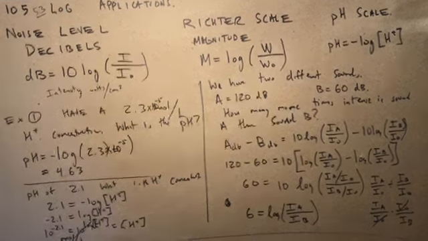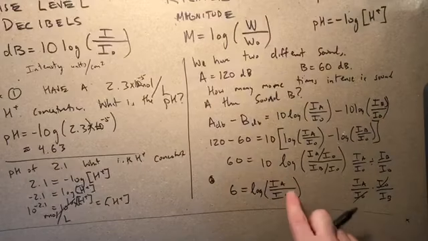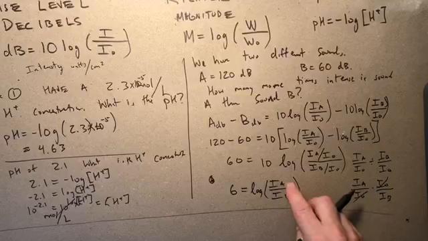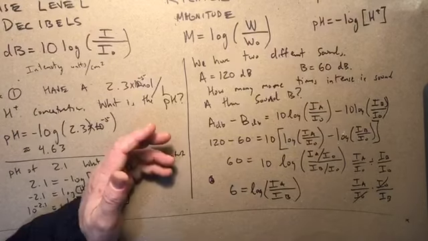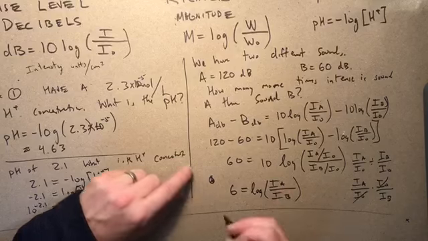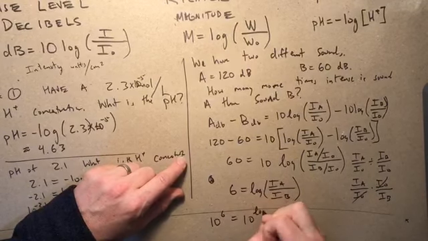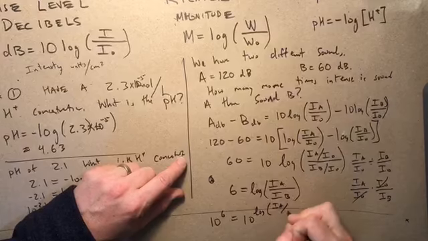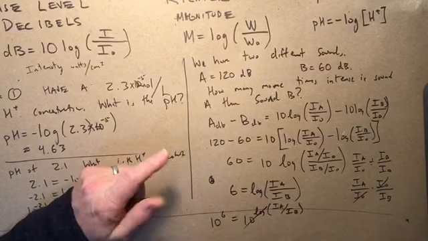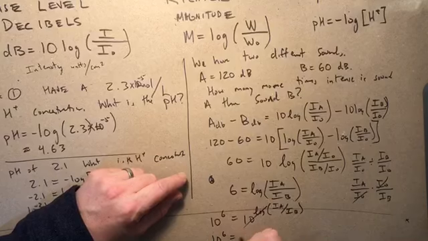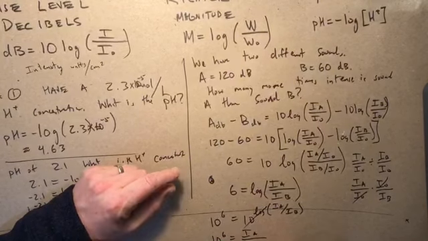Let's keep going here. And what I need to figure out is how many times bigger the intensity of A is than B. So I'm going to solve for one of these. And to do that, I'm going to raise both sides to the 10. 10 to the 6th is equal to 10 to the log intensity of A over intensity of B. Murder occurs because they're inverse functions, and 10 to the 6th is equal to IA over IB.